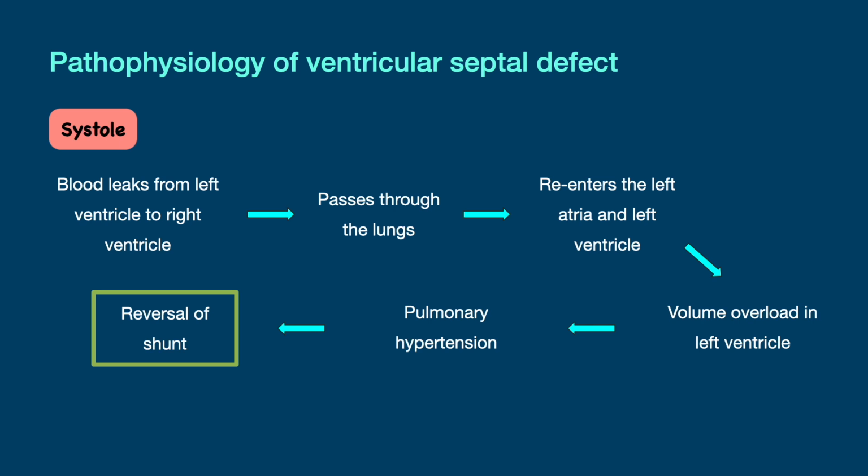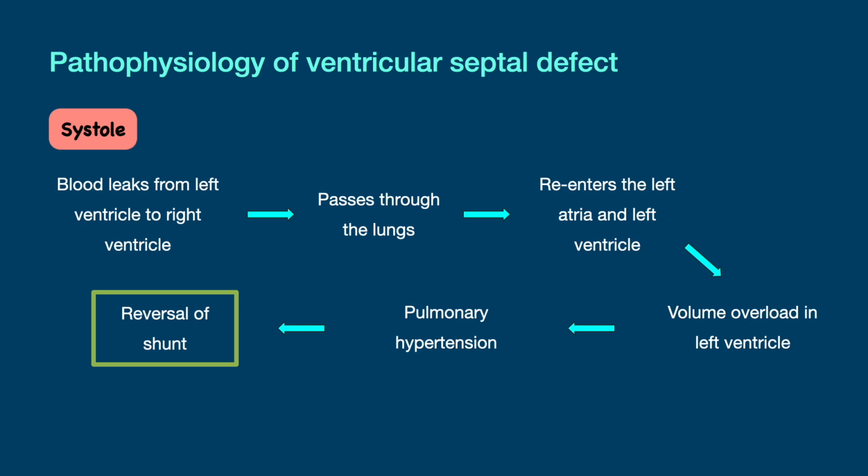During ventricular contraction or systole, some of the blood from the left ventricle leaks into the right ventricle, passing through the lungs and re-entering the left ventricle via the pulmonary veins and left atrium. This has two net effects. First, the circuitous refluxing of blood causes volume overload on the left ventricle. Second, because the left ventricle normally has a much higher systolic pressure than the right ventricle, the leakage of blood into the right ventricle therefore increases right ventricular pressure and volume, causing pulmonary hypertension and its associated symptoms.